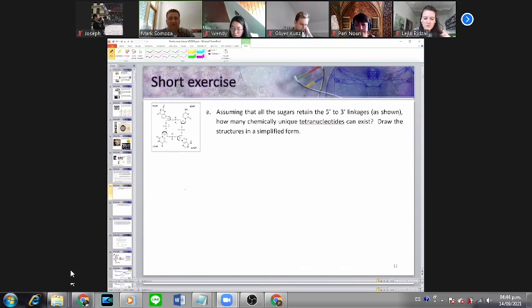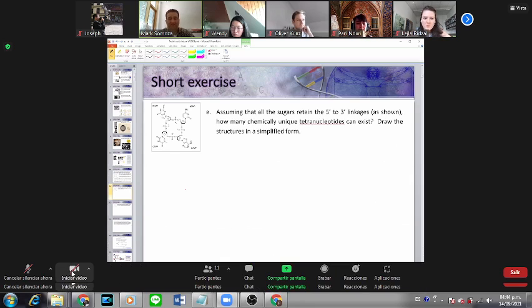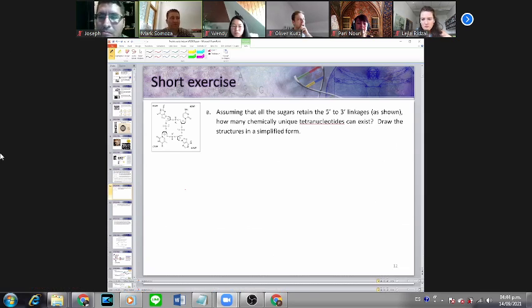Okay, why don't we start taking a look at it. Have you had enough time to at least think about it? Okay. So the first one is relatively easy. So again, we want to retain the 5' to 3' linkages. So we'll just represent that by an arrow.